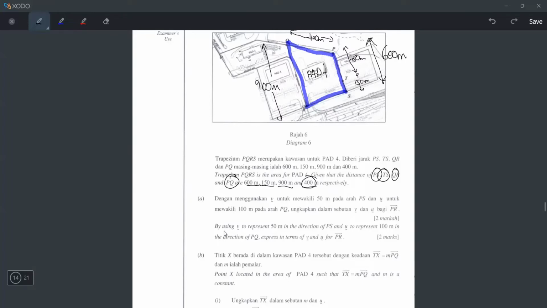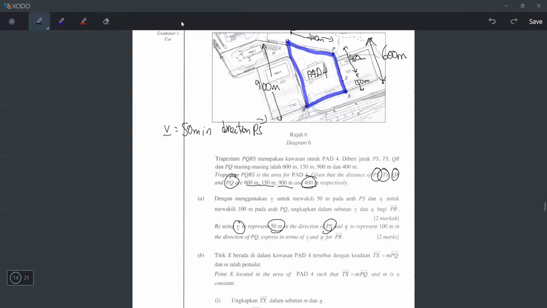And then suddenly they talk about vector. By using this vector, to represent 50 meters in direction PS. Which one is direction PS? This one, right? So they use V for direction PS, to represent 50 meters in direction PS. It means 1V is 50 meters.